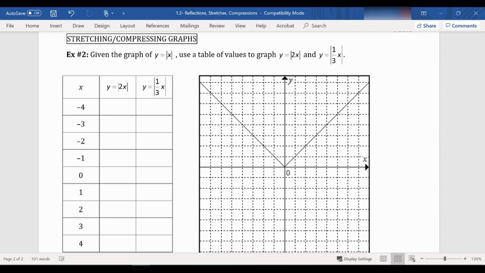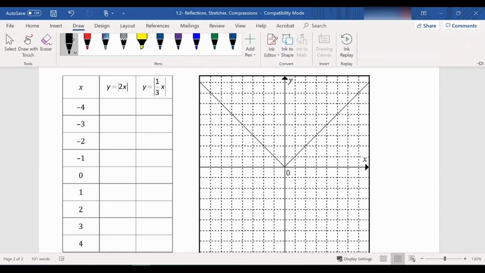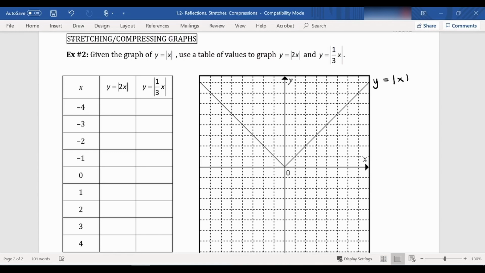So the next one that we're going to look at is to stretch or compress a graph. So we have the graph here of our basic absolute value function, which is y equals the absolute value of x. And if the point graph is too light for you, if you've printed it off, you can make it a little darker if you'd like. Okay. So we're going to try graphing these two different things, and we are going to look at them through a specific lens. So this first one here, we have a 2 inside the function with the x. We're going to create a new table of values for this.